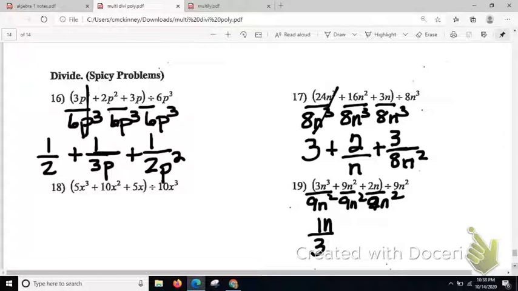9 divided by 9 is 1. The n squareds cancel out. If there's a part that is exactly the same, that just becomes the whole number 1. So anything divided by itself is 1. And then 2n over 9n squared. So 2/9 does not reduce. Higher exponent is in the bottom by 1.